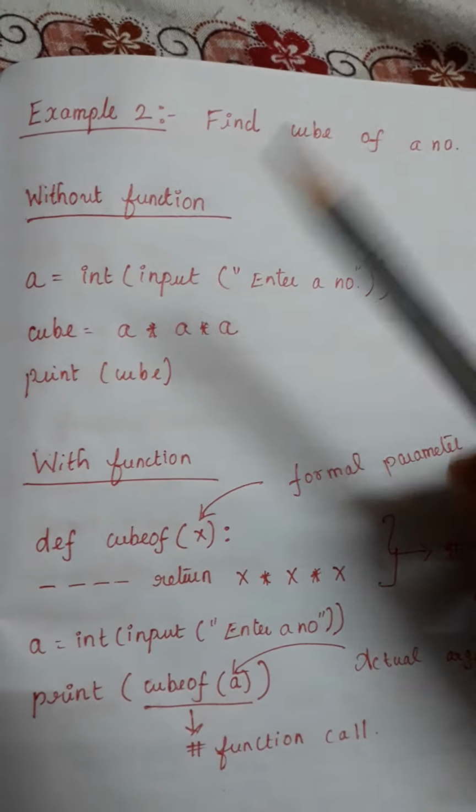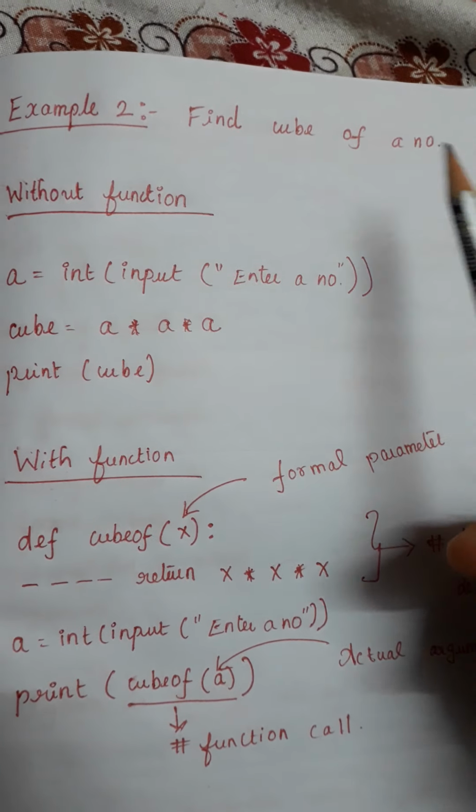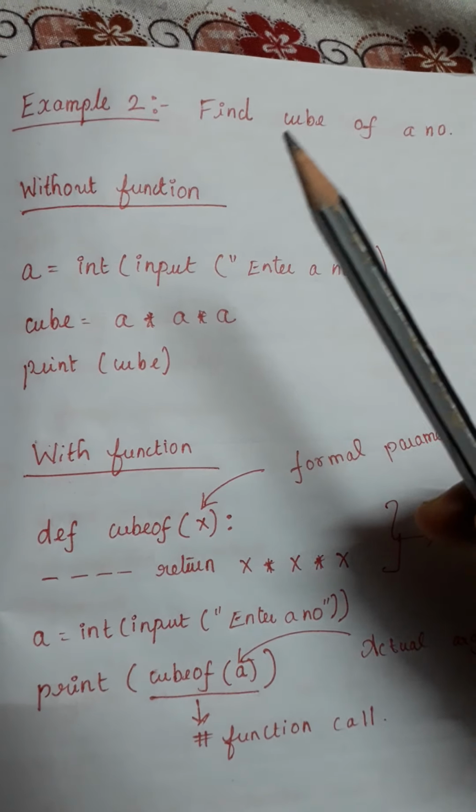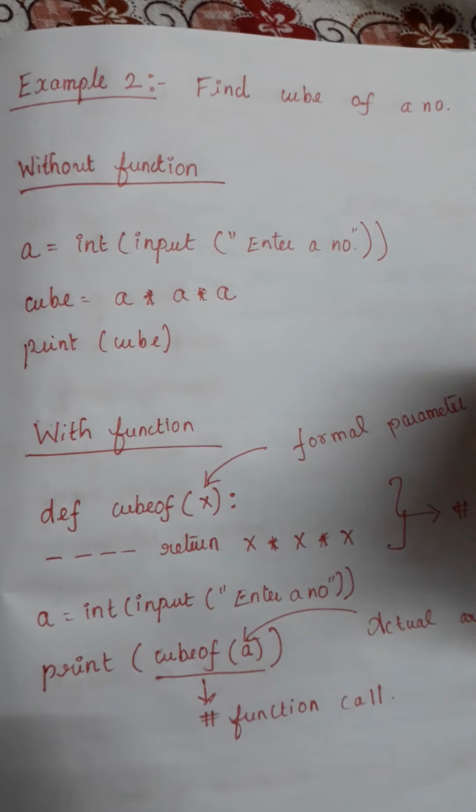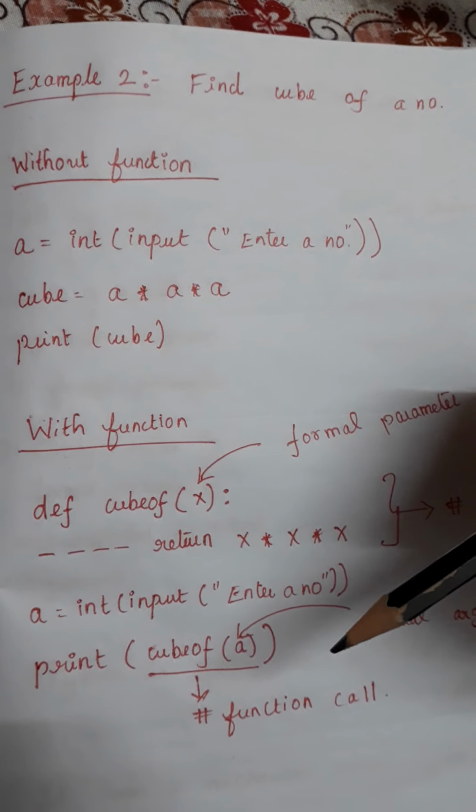So here I am finding the cube of a number. I'm going to get the value of a from the user, and I'm going to find the cube of that particular number and print the result.